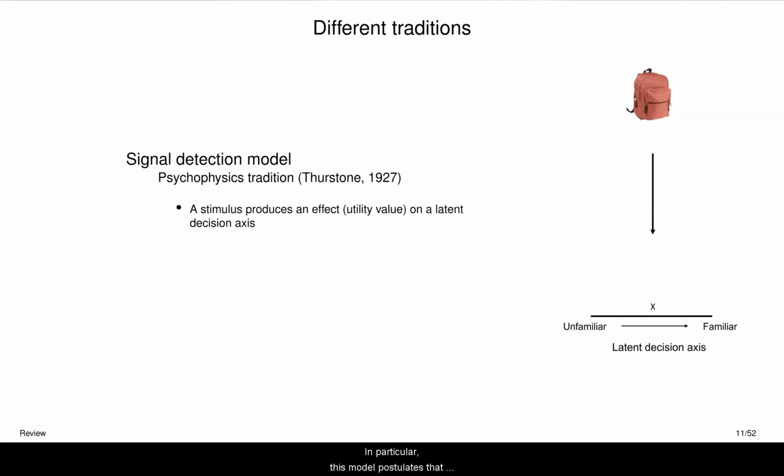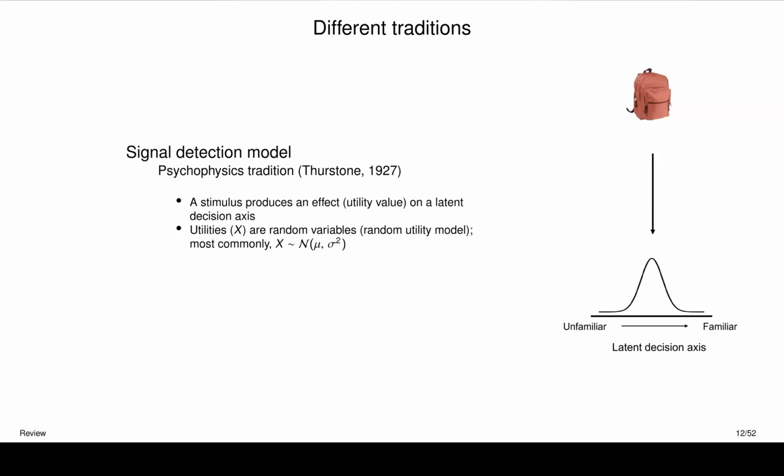The signal detection and Luce models come from very different traditions. The signal detection model comes from the psychophysics tradition, and it provides a detailed mechanistic description of the discrimination process. In particular, this model postulates that each stimulus produces some effect on the latent decision axis. So for instance, in the memory domain, a familiar object like this backpack will produce a familiarity signal of some magnitude. From now on, I'm going to refer to these effects as utilities instead of familiarity signals to make it clear that the points we make apply to a wide range of tasks and domains.